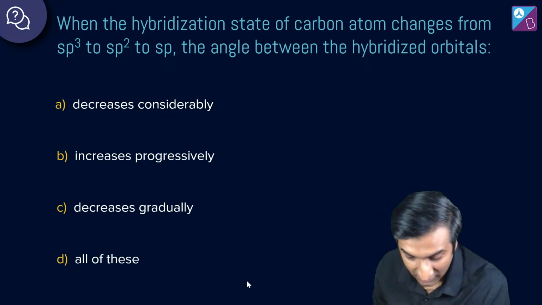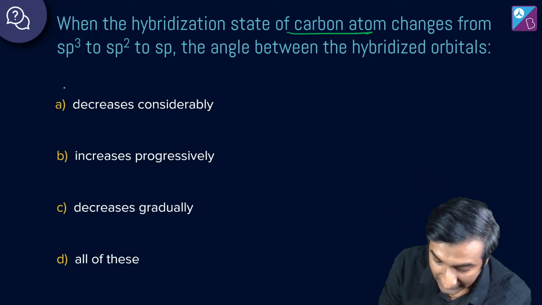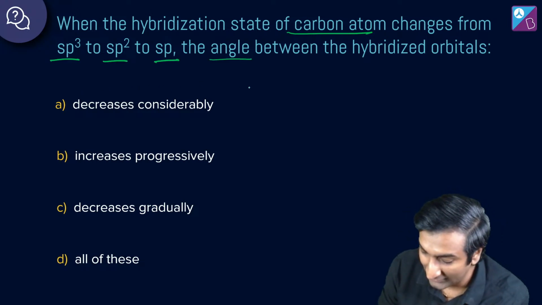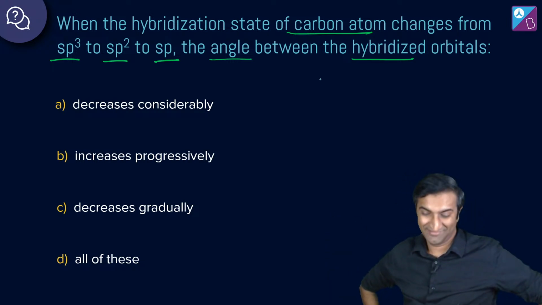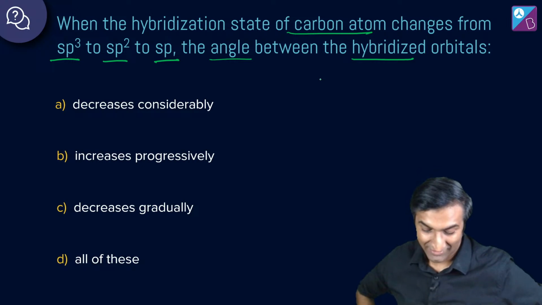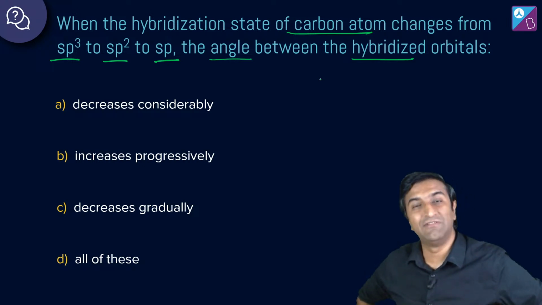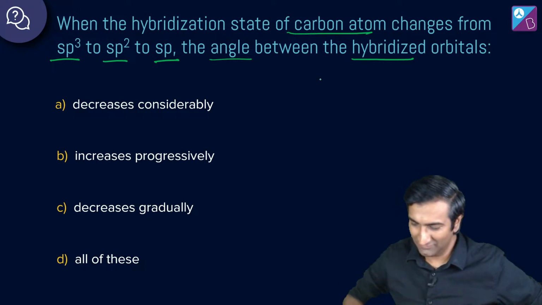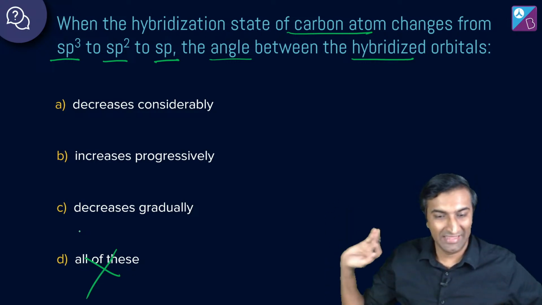एक और सवाल देखते हैं. When the hybridization state of carbon atom changes from sp3 to sp2 to sp, the angle between the hybridized orbitals, क्या होता है, एंगल को बताइए, of the hybridized orbitals? Decreases considerably, increases progressively, decreases gradually, all of these. Yeah. What is all of these? All of these हटा दो. All of these नहीं है.